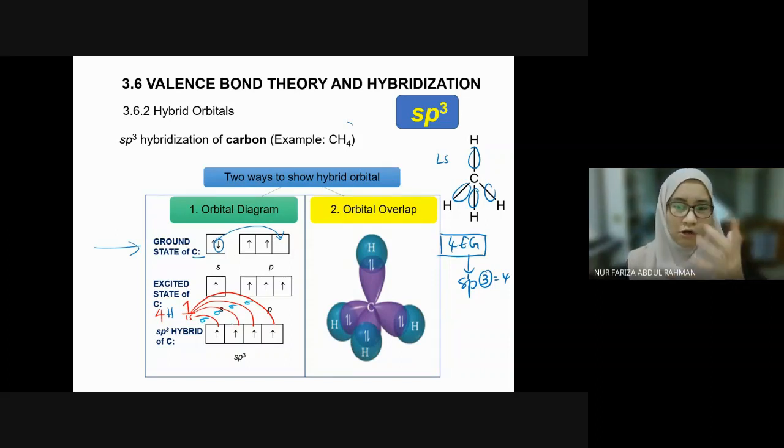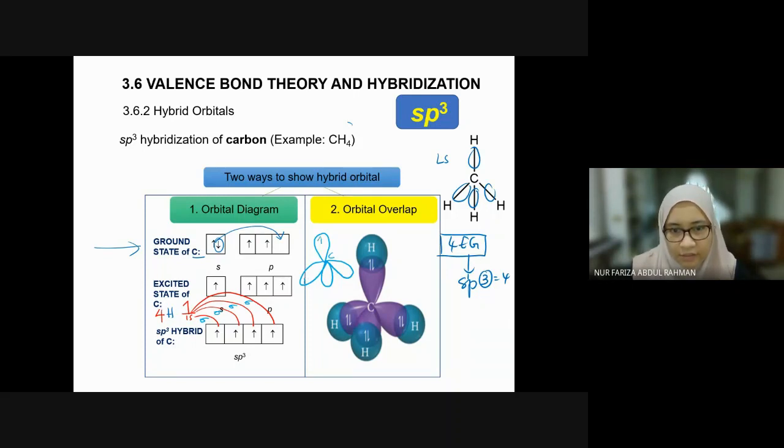So how do we draw the orbital overlap for sp3? Okay, all right. So in order to form the orbital overlap for sp3, you're going to start with carbon dulu. For CH4, kita start from the hybrid orbital of carbon. Okay, senang, sama macam tetrahedral. So it should have 4 lobes. 1, 2, 3, 4. Okay, right. So we have 4. So this is carbon label.